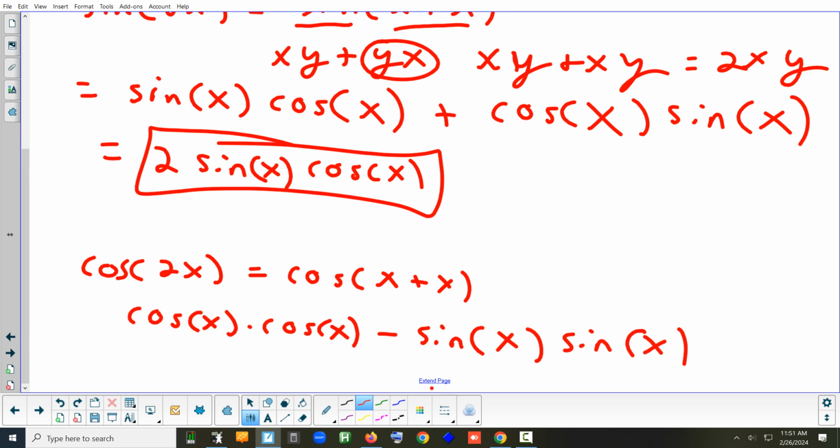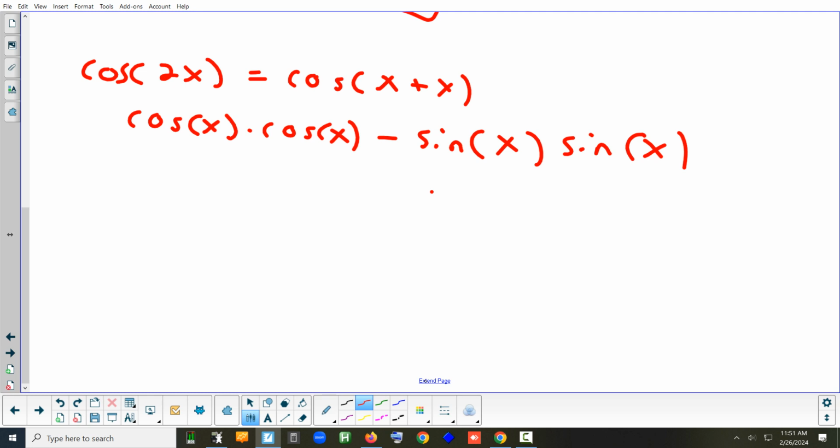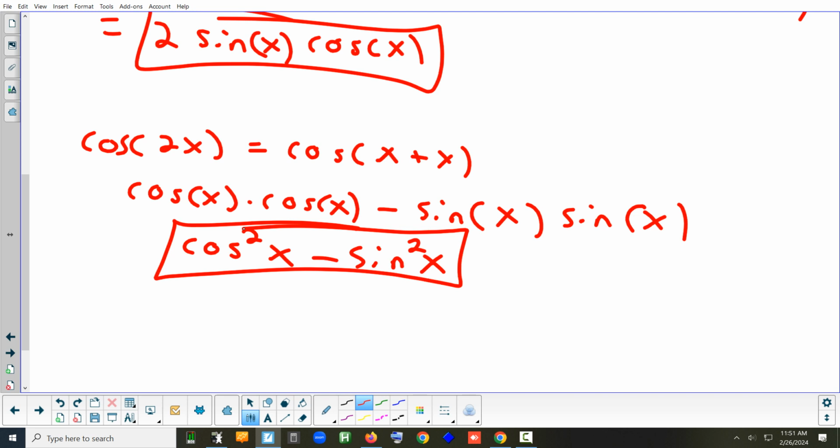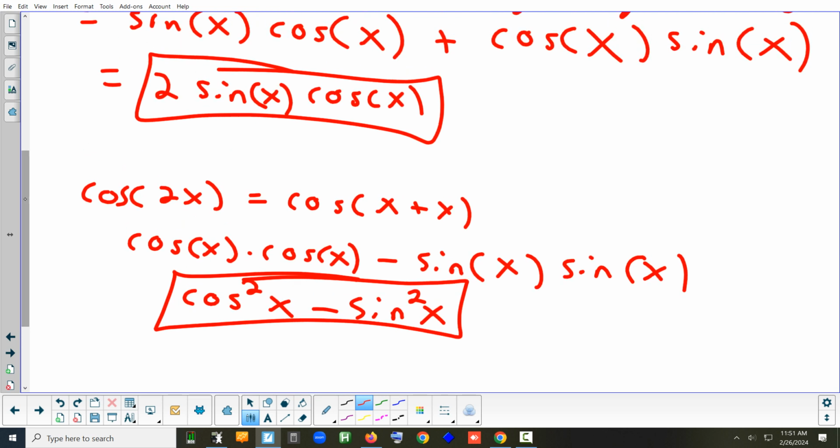Okay. What's cosine x times cosine x? No, not 2 cosine x. Yep. Cosine squared x. And what's sine x times sine x? Sine squared x. That is how you get rid of a 2 when you have a cosine. It has to become cosine squared minus sine squared.